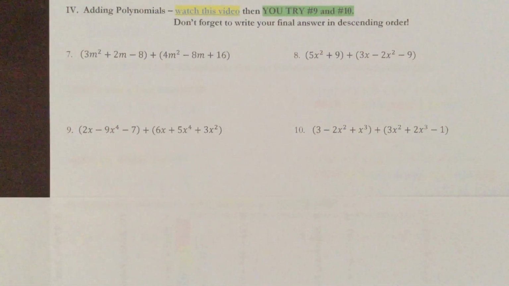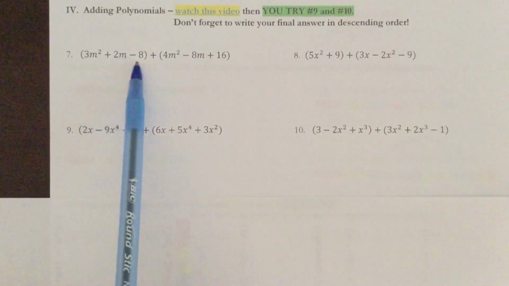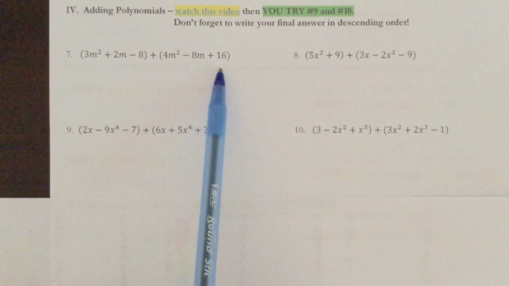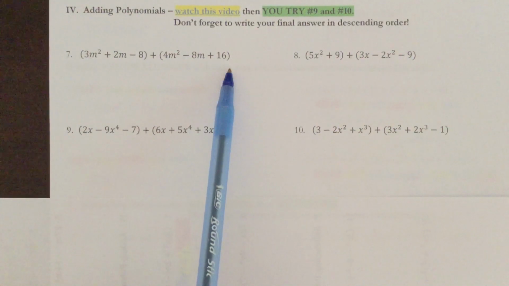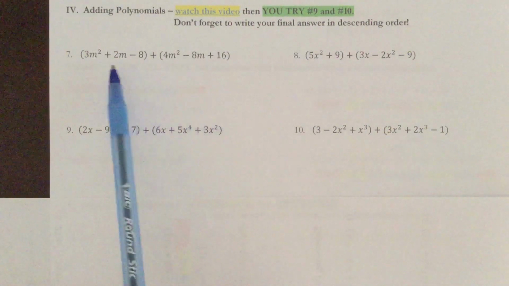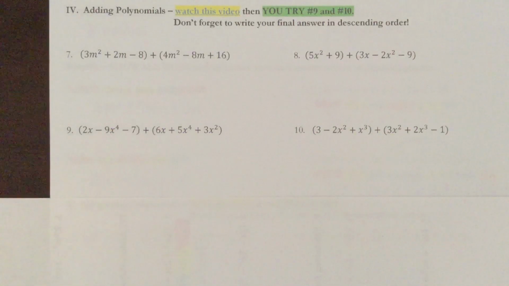Adding and subtracting polynomials is very similar to combining like terms. In this first problem, we can see that we are asked to add the trinomial 3m squared plus 2m minus 8 to the trinomial 4m squared minus 8m plus 16. If you really look at the parentheses in this problem, we can see that they don't actually serve a purpose other than to separate one polynomial from another. So we can actually disregard them.